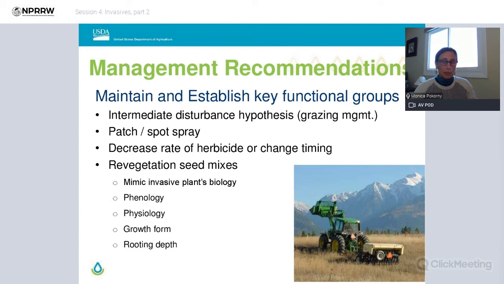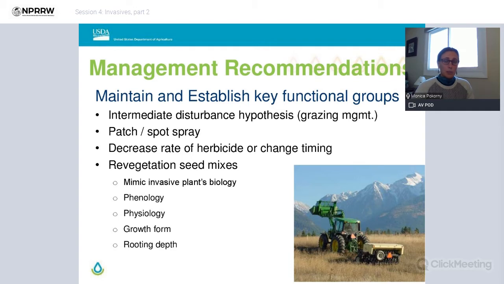So some of the management implications from this work are that when you're managing invasive plants, you really need to focus on maintaining and establishing key functional groups. So when you're maintaining, you might just, through your management, make sure you have an intermediate level of disturbance. If you have too little or too much, it can get weedy. So you have an intermediate level of disturbance, like a grazing program.